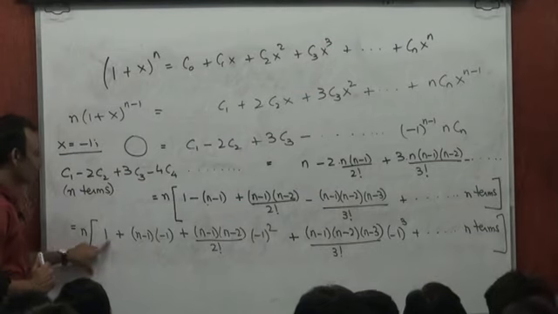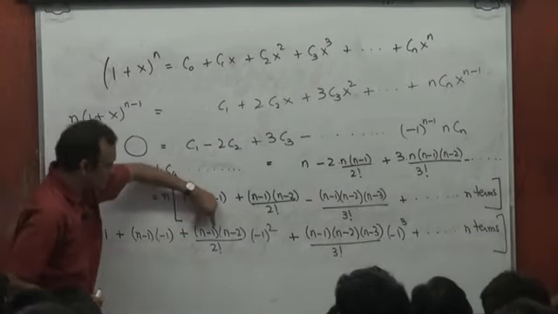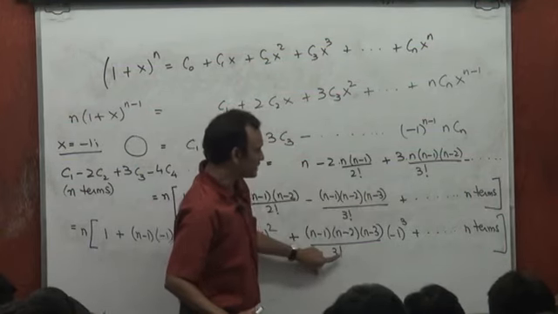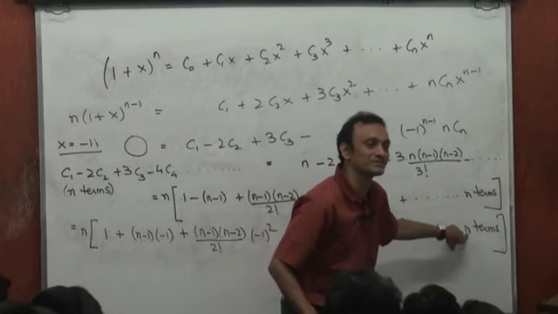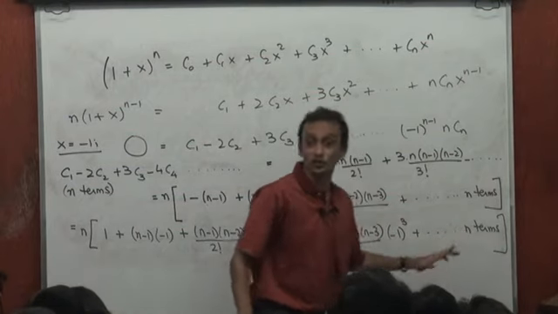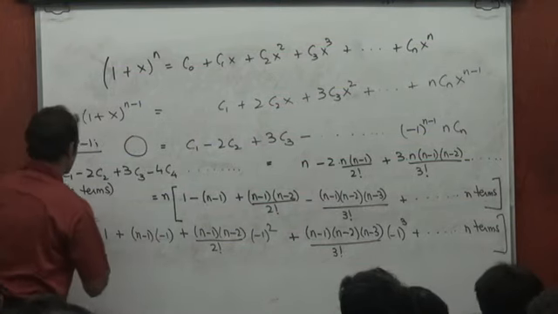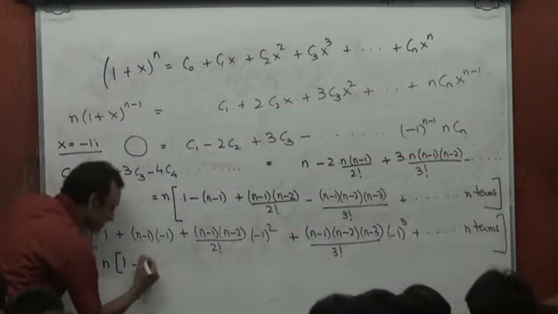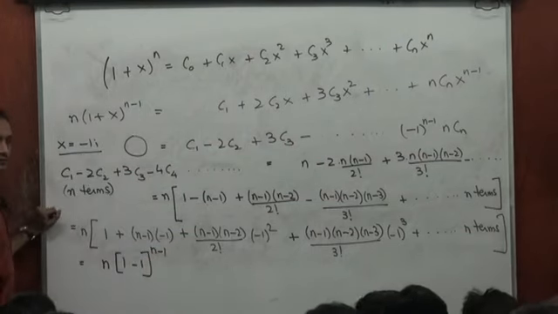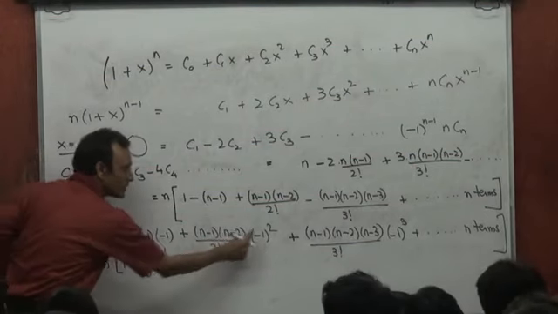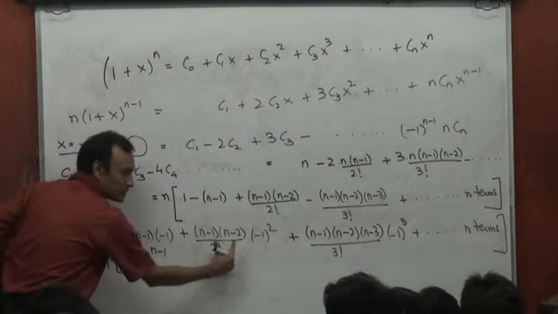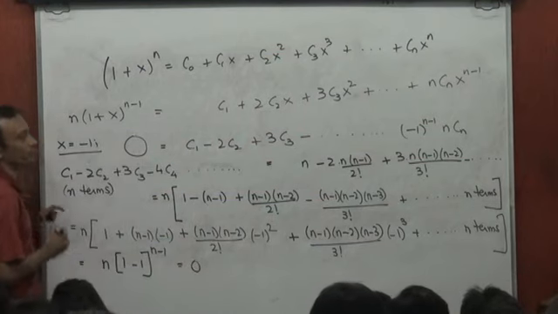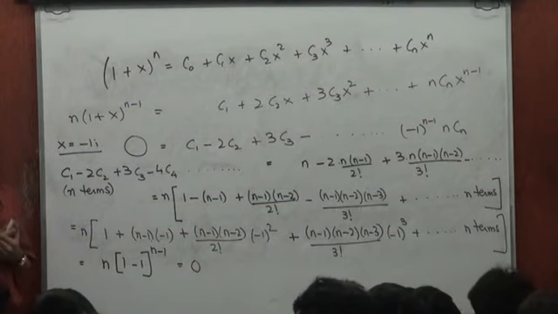Now, 1 plus power into x plus power into power minus 1 by 2 factorial x squared, power into power minus 1 into power minus 2 by 3 factorial x cubed, up to how many terms? Power plus 1 terms. Because power is n minus 1, so power plus 1, which is n. So, a full binomial series is available here. Then this x is minus 1 here and power must be n minus 1. So, this becomes n into 1 plus x, which is minus 1, to the power n minus 1. N outside, 1 plus x to power n minus 1, which is 0. Are you all okay with this? Right?